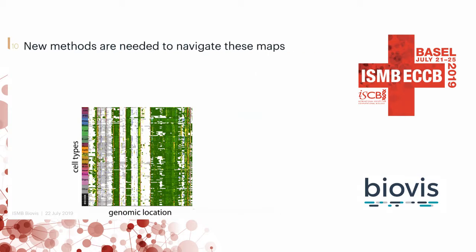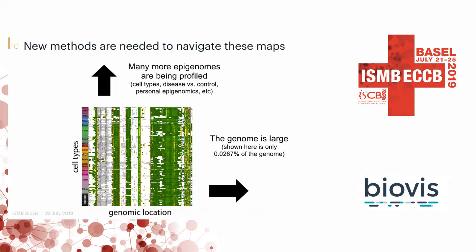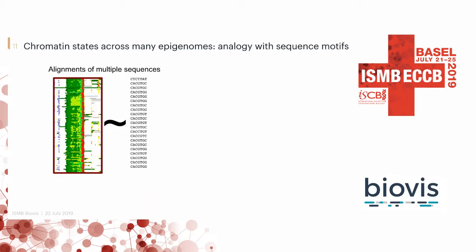Now, there's a couple of problems we have with these things. One is, this is a very small portion of the genome, and the genome is fairly large. This is less than 1% of the genome. But also, we're still generating more and more and more data. So this dimension grows, and this dimension is already pretty huge. So given a matrix like this, for the entire genome across thousands of cell types, where do you start to look? So essentially, we basically need new ways to navigate these type of maps.